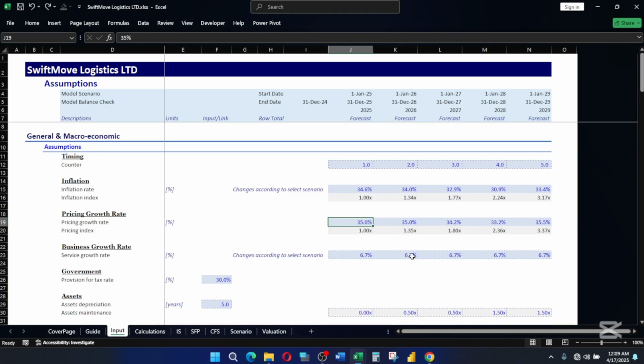Now this is an assumption. With every assumption, you are trying to ask yourself a question. Modeling is all about asking questions. Is this thing you are assuming reasonable? The inflation rate is 34%. Of course, the pricing growth rate should not be lower than the inflation rate. Why? Because inflation has to do with cost, and we transfer the burden of cost to our customer. So if the inflation rate is increasing, definitely the prices of goods and services will also be increasing.